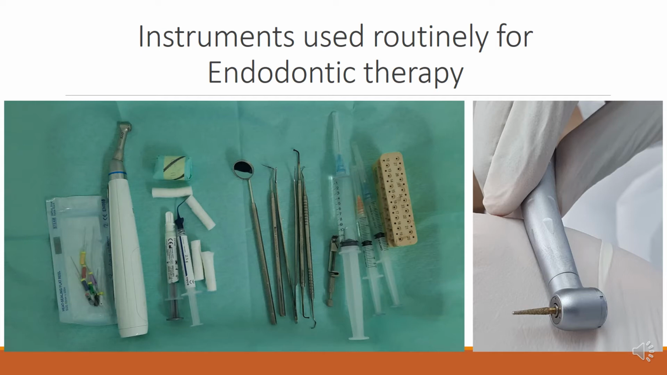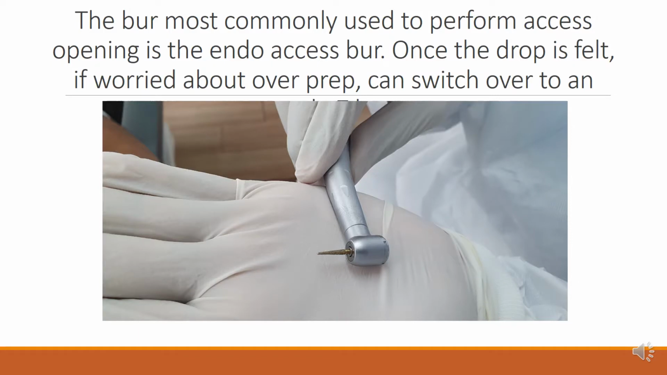This is the endo access burr. So we commonly use the endo access burr to perform the access opening. In case you find it difficult to control your access opening with the endo access burr, you can always use a small round burr in case you are fearful of over preparation of the tooth.